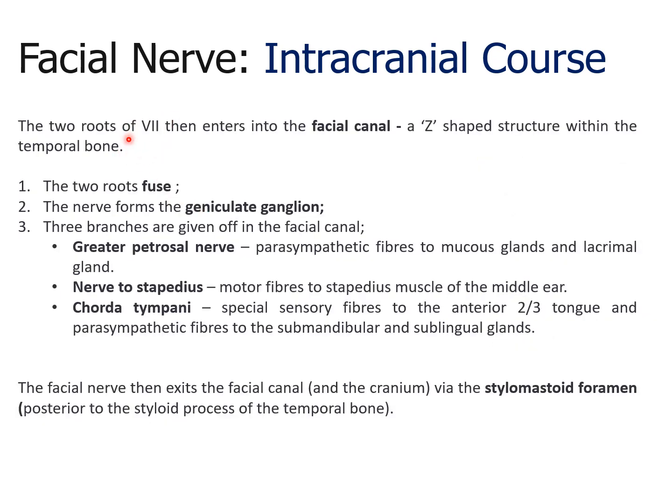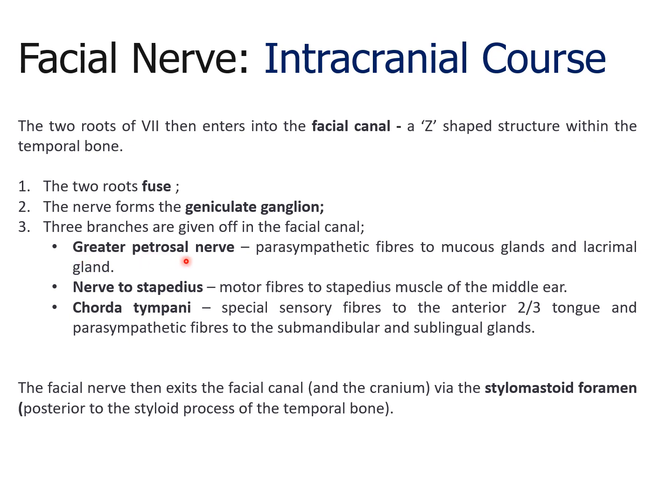Still inside the temporal bone, the two roots of the facial nerve enter into a canal known as the facial canal, which is a Z-shaped structure within the temporal bone, and three events happen here. Firstly, the two roots, the motor root and the sensory root or nervus intermedius, fuse. The nerve then forms a swelling known as the geniculate ganglion, and then three branches of the facial nerve are given off from the fused nerve within the facial canal.